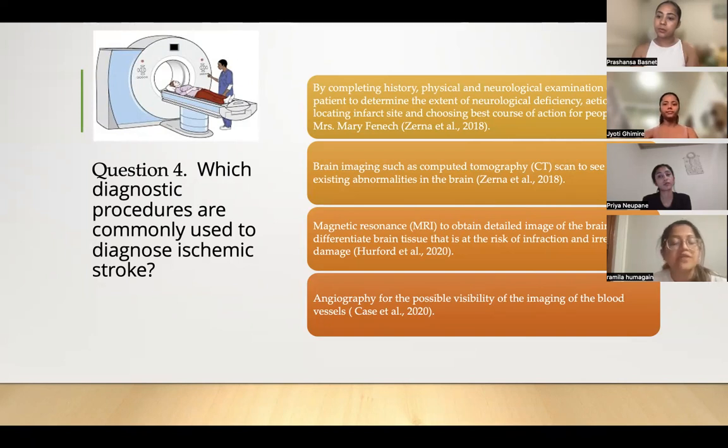Angiography. Angiography is a procedure in which contrast dye is injected through the blood stream for possible visible imaging of blood vessels. So, in the diagnosis of ischemic stroke, CT angiography and MRI angiography can be done. And now I would like to hand over to Prasansa for the conclusion.